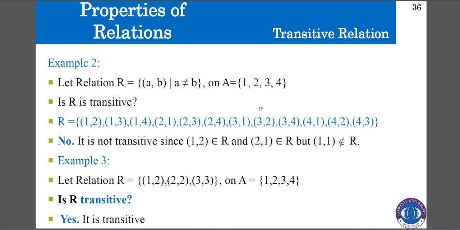Second example: relation R where a is not equal to b. In this case R is not a transitive relation, because (1, 2) belongs to R and (2, 1) belongs to R, but (1, 1) does not belong to R. If we consider the pair (a, b) and reverse it, then (1, 1) must belong to relation R for it to be transitive, otherwise it is not transitive. Example 3: let relation R be (1, 2), (2, 2), (3, 3) on the set. Is R transitive? Yes, it is a transitive relation.